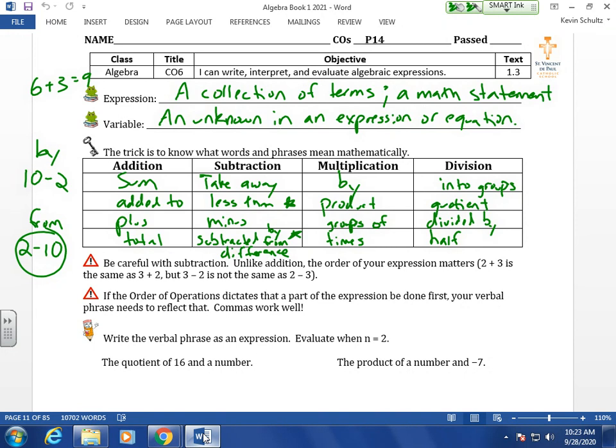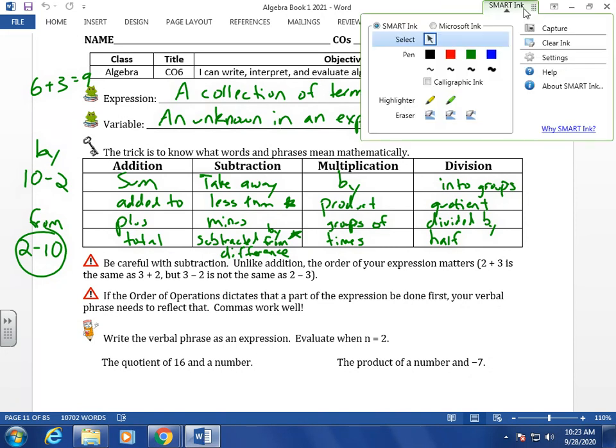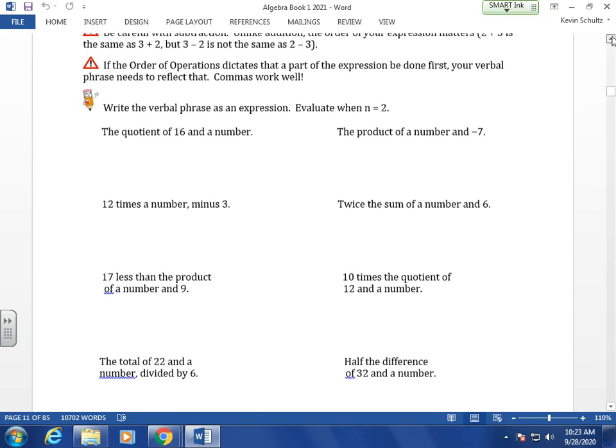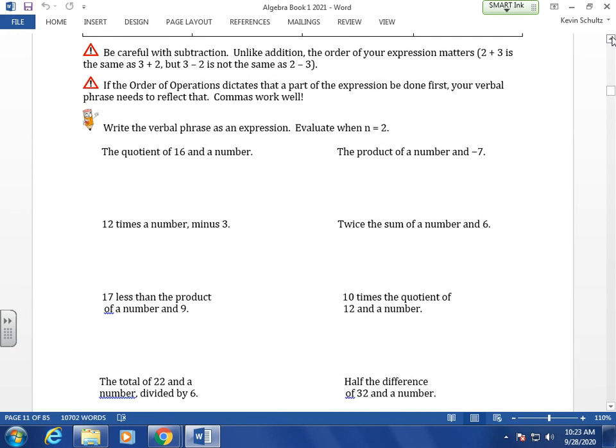And we are running a little bit short on time, so we'll speed up a bit. But your homework is write the verbal phrase as an expression. Evaluate when n is 2. So there are 2 steps here, right? Write the verbal phrase as an expression. So you're going from the verbiage to the numerical, and then evaluate when n is 2. Pick one on here that you'd like to do together.